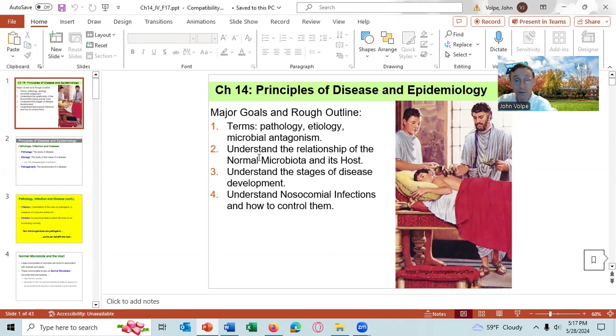2, understand the relationship between the normal microbiota and its host. And 3, understand the stages of disease development. Disease normally goes through a specific stage of development. And then 4, understand what nosocomial infections are and how to control them. Any questions about the goals and the rough outline?